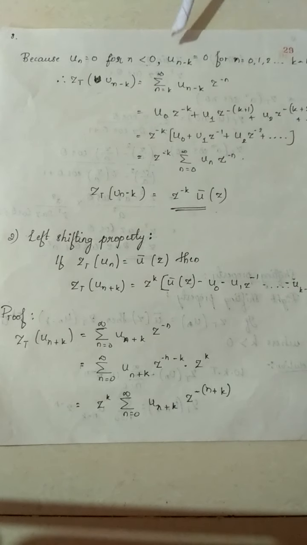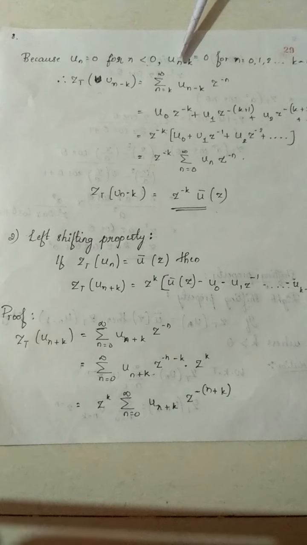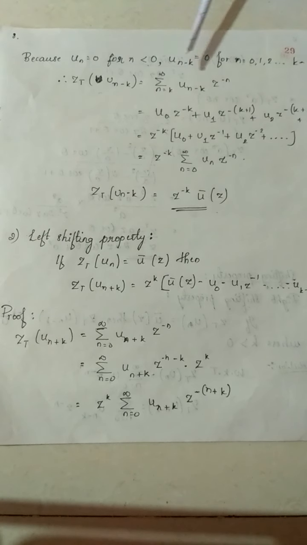When we put n is equal to 0, it is u of minus k, a negative suffix. Therefore, this will be 0. So up till k minus 1, u of n minus k is equal to 0 we get. So if I substitute n is equal to k, then u of 0 I get. That is a positive suffix.